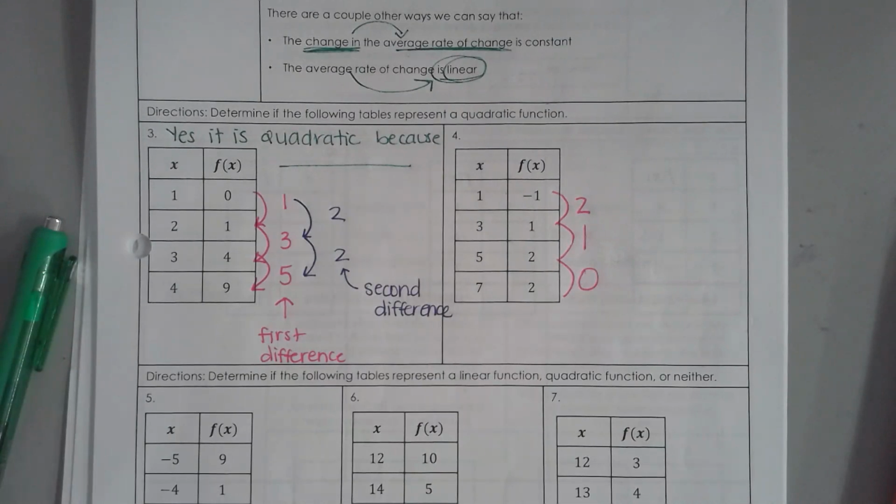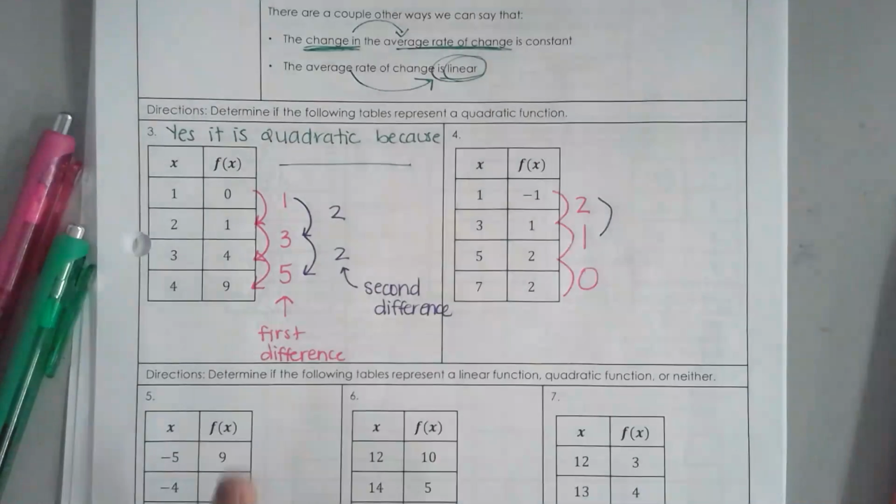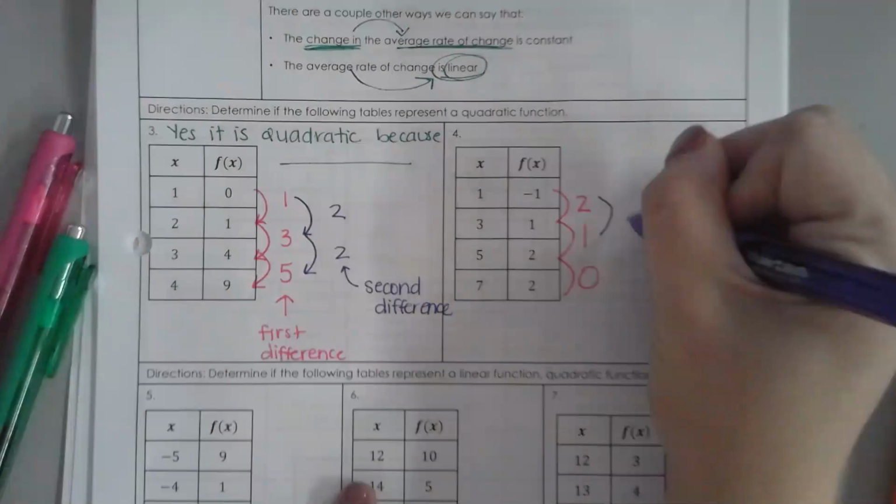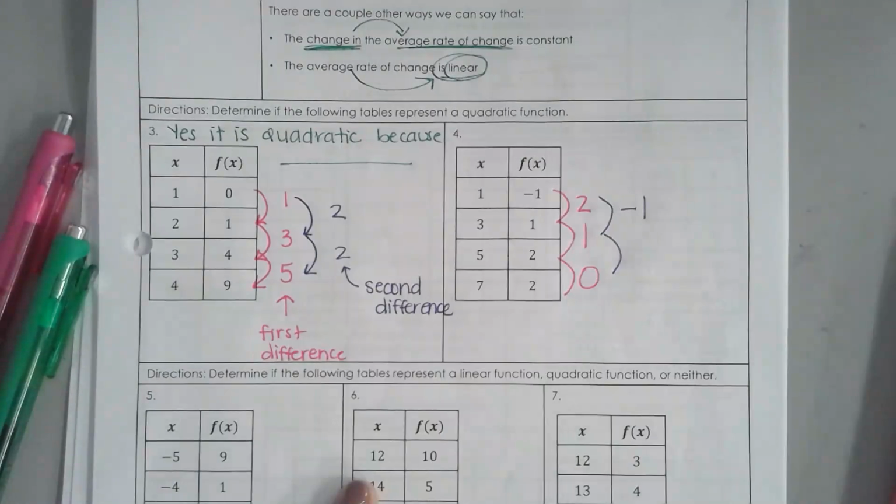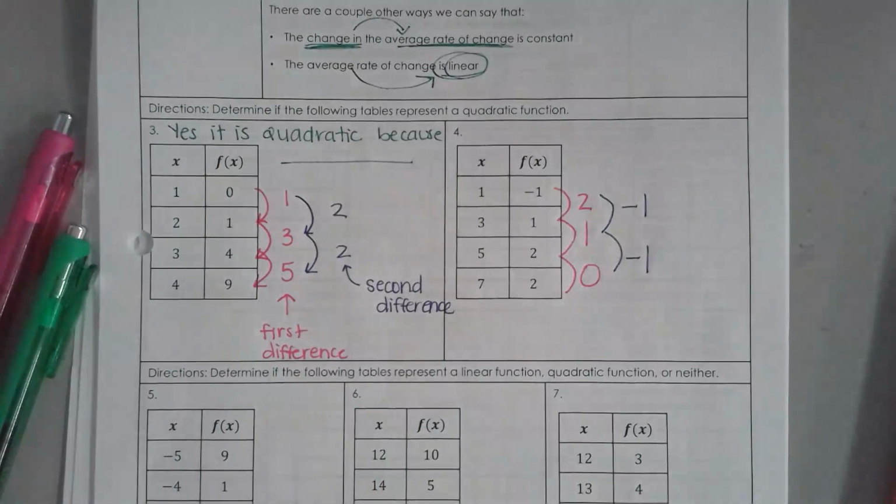All right, second difference. From 2 to 1? Minus 1. 1 to 0? Minus 1. Is it quadratic? Yes, it is. So, yes, it is quadratic because, and then I want you to write in whatever explanation you want.